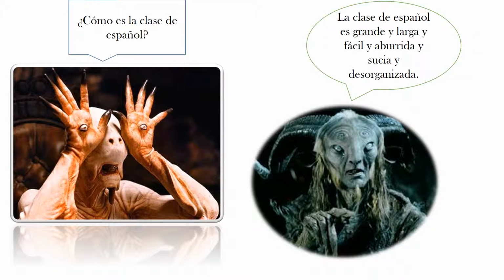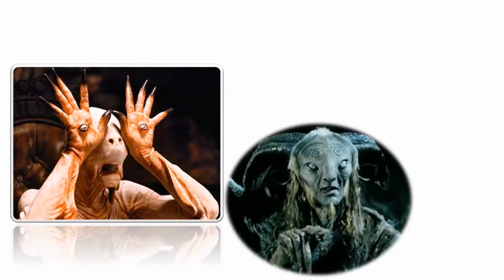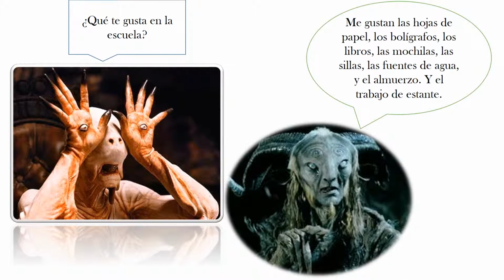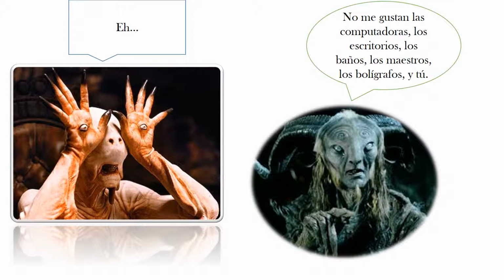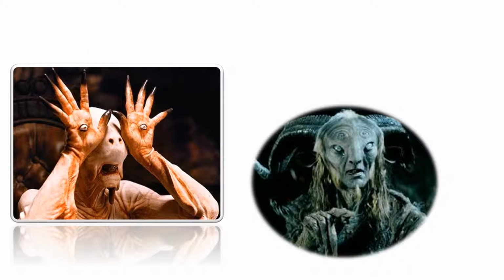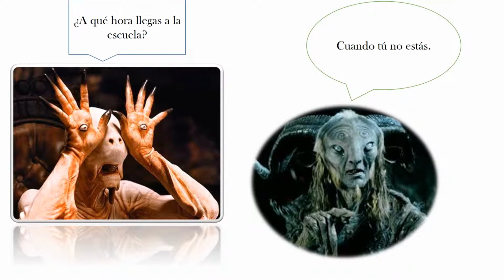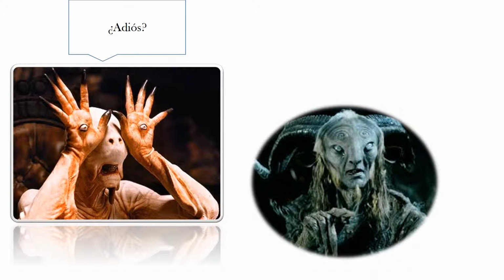¿Cómo es la clase de español? La clase de español es grande y larga y fácil y aburrida y sucia y desorganizada. ¿Qué te gusta en la escuela? Me gustan las hojas de papel, los bolígrafos, los libros, las mochilas, las sillas, las fuentes de agua y el almuerzo y el trabajo de estante. Eh, no me gustan las computadoras, los escritorios, los baños, los maestros, los bolígrafos y tú. ¿A qué hora llegas a la escuela cuando tú no estás? ¿Adiós? No. ¿En serio? Sí.